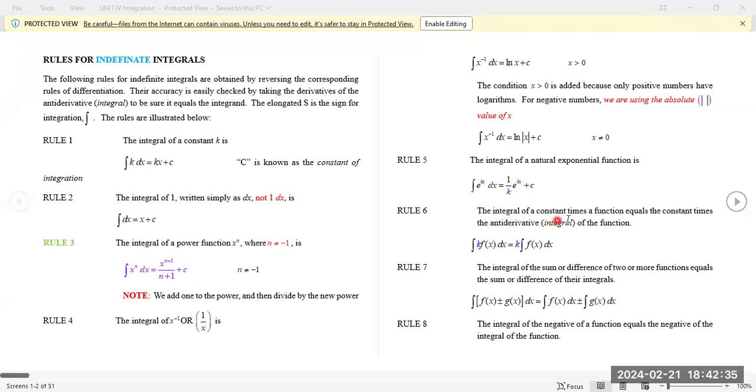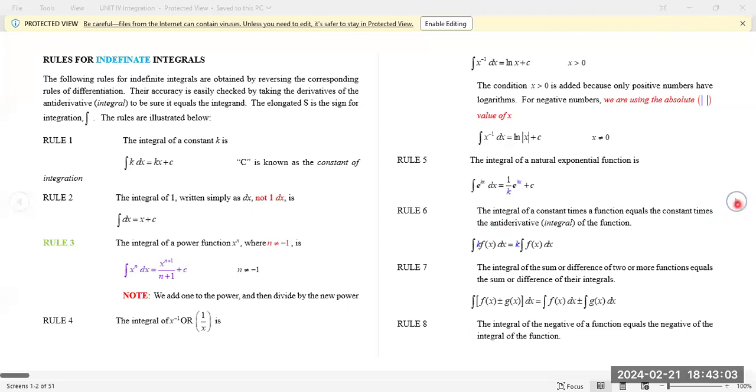And then rule 6 says the integral of a constant times a function equals the constant times the antiderivative of the function. What it is saying is, if I'm integrating k f of x, because the k is a constant, I can draw it out of the integral. I can make the constant stay by itself and then integrate the function. And when I get my answer, I just multiply that by the constant. That's all that it is saying.